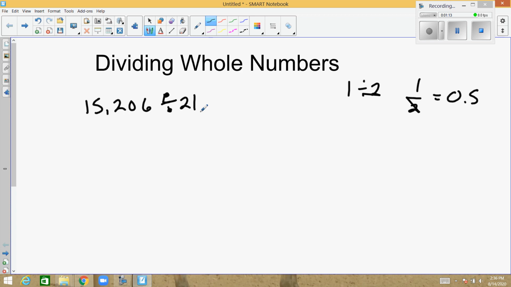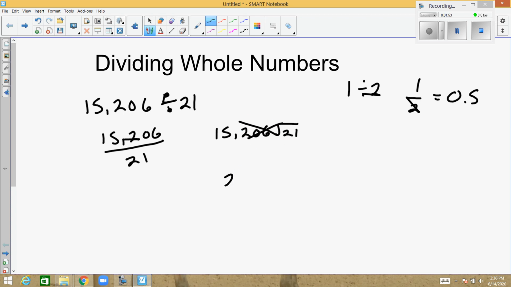So top to bottom is left to right. We're going to use this to relate. 15,206, we're going to divide by 21. This should give me a number well larger than 1. If you take, for example, 1 divided by 2, I can't divide 2 into 1. It gives me a number less than 1. I know we're not into decimals at this point, but here again, this is a number that you should know. So this should give me a number that is larger than 1. 15,000 will not go into 21.